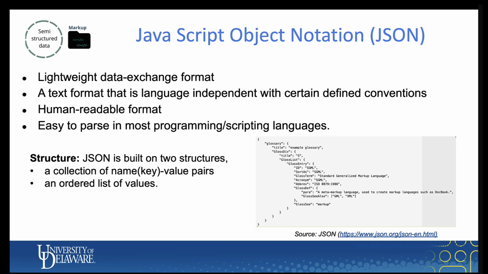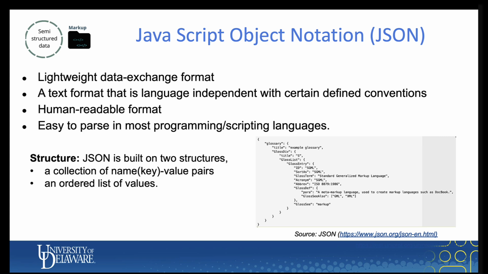Another semi-structured data format that is widely used is JavaScript Object Notation, or JSON. And this is a lightweight data exchange format. It's a text format for storing and transporting data. It's self-describing and easy to understand. It's human readable. If we compare, it's more human readable than XML and HTML.